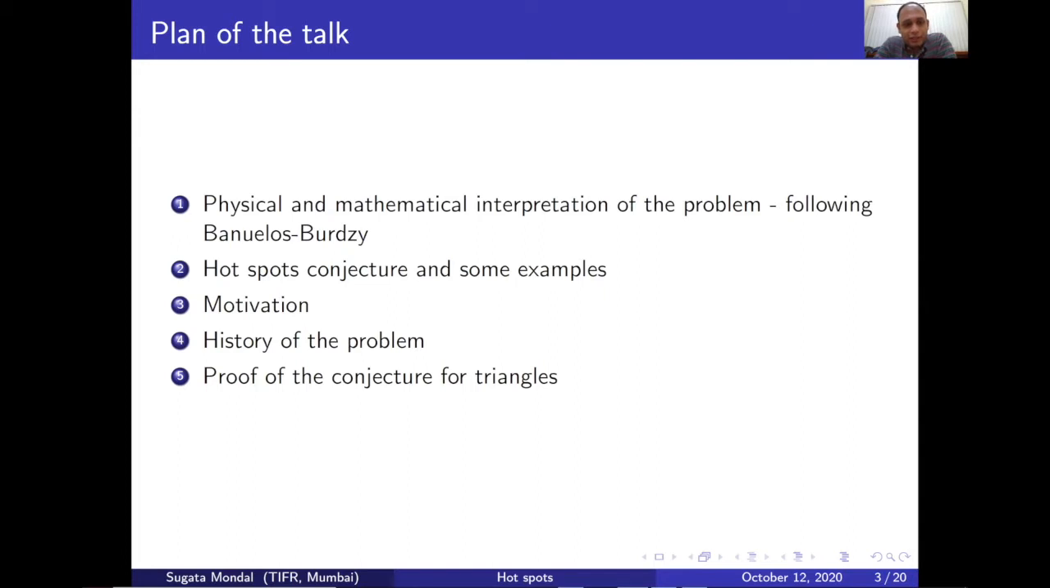Then next I will give the explicit hotspot conjecture, what it is, and then some examples, just 2 examples, to motivate something for later parts of the talk. And then just 1 slide of motivation. You'll see what that is. Then I'll give you the history of the problem, the results that were known before our result, and then our result, and finally I'll focus mainly on this 5th part, our proof of the conjecture for triangle domains.